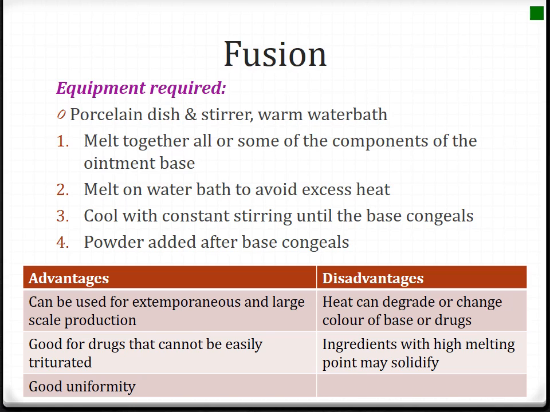Fusion is used for larger quantities of ointment or when the ointment contains waxes with higher melting points. The materials with the highest melting point are first heated to produce a melt. Then additional materials are added with constant stirring during cooling until the mixture is congealed. Fusion can be used for large-scale production and produces a uniform product. However, heat can cause discoloration or degradation of the base or drugs. Also, sometimes the ingredients with high melting point may solidify first, resulting in lumps in the ointment.